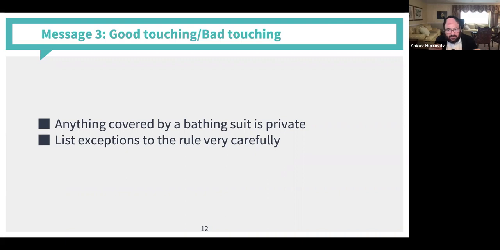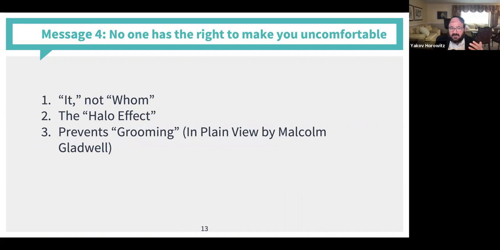And when they get a little bit older, you say, soon you're going to be able to clean yourself, and then no one will be touching you in this private area unless you hurt yourself or something like that. So listing these exceptions is just really an important thing to do as part of this.